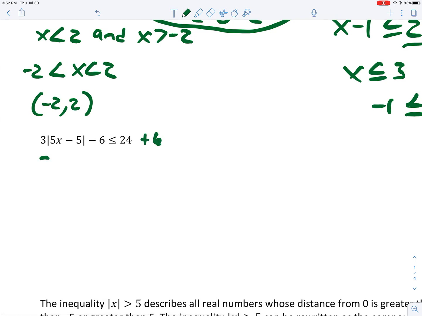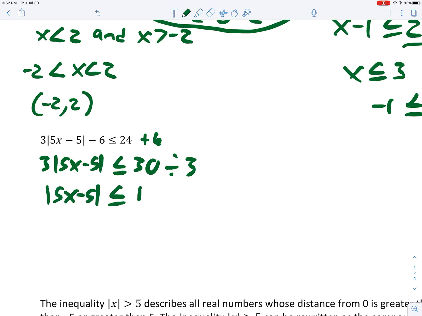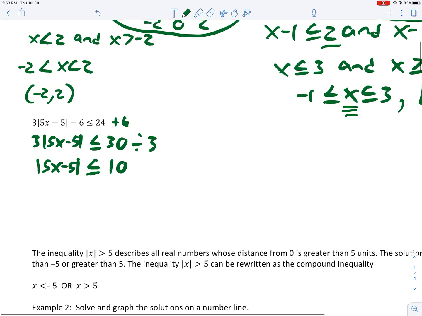So now, the last one here is a little more complicated. I'm going to add 6 to both sides. Then I'm going to divide by 3. Now, just a reminder, because it's going to come up later: when you multiply or divide by a negative, you have to flip the inequality. I divided by a positive 3, so I don't have to do anything with it.